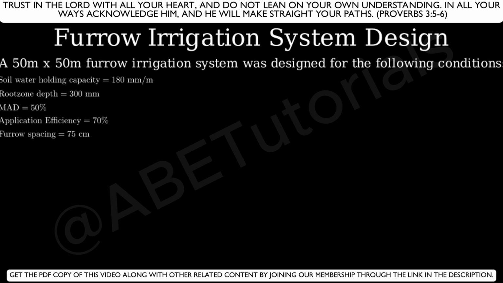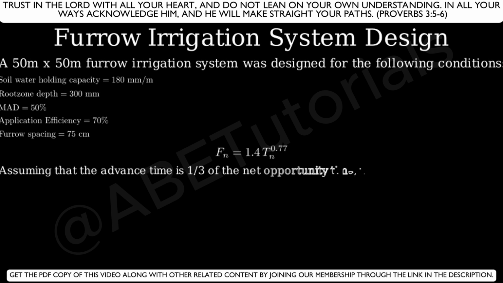A 50 meter by 50 meter furrow irrigation system was designed with the following conditions. Soil water holding capacity equals 180 millimeters per meter. Root zone depth equals 300 millimeters, management allowable depletion or MAD equals 50%, application efficiency equals 70%, and furrow spacing equals 75 centimeters. We're also given an empirical infiltration law, where F sub n equals 1.4 times T sub n raised to the power of 0.77.